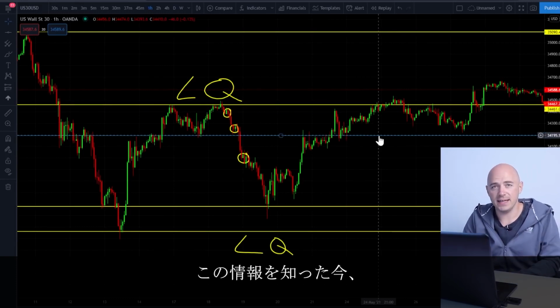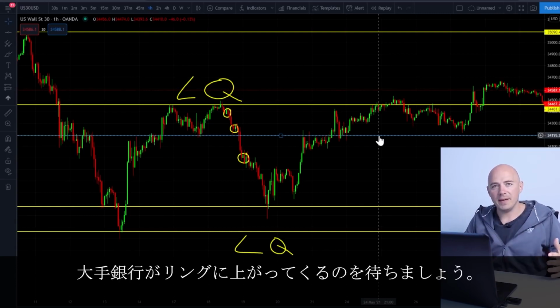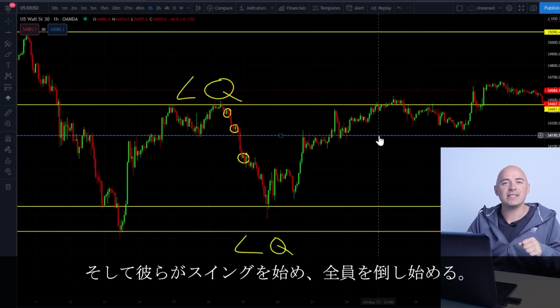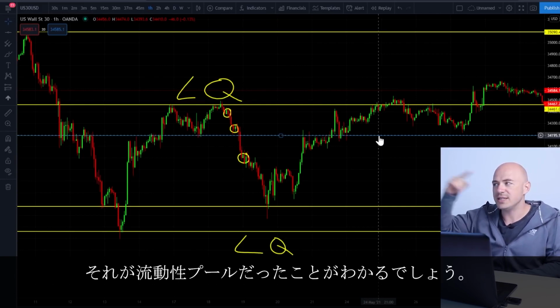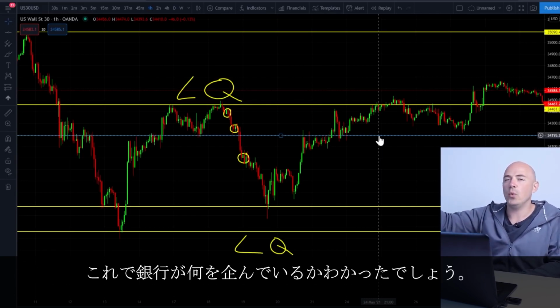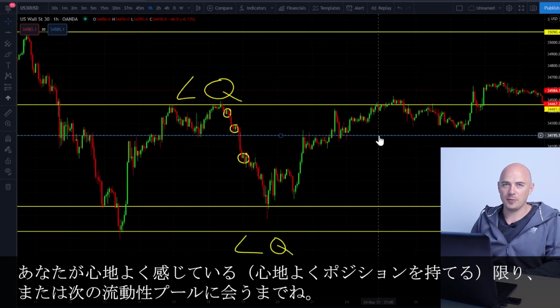Now that you know this information, how can you get on the side of the banks? You wait for the big banks, they get in the ring and they start swinging, then they start taking everybody down. And you see these big momentum moves. You see that was a liquidity pool. You see the price dropping. Now you know what the bank is planning. You can get on board with the bank and follow their trade as long as you feel comfortable, or until you see that next liquidity pool.